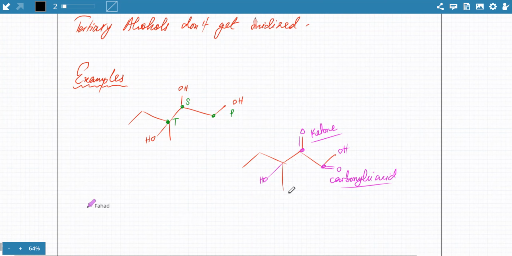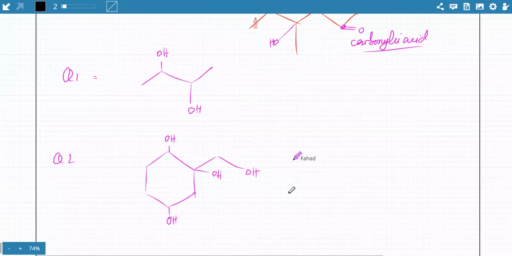तो काम करो, ये दो questions रख लो. Question number 1 is, इसको oxidize करो. And question number 2 is, इन दो molecules को oxidize करो. पहले तो label कर लेना, primary, secondary, tertiary, etc. And then send me the answers. ये कोशिश करो, मुझे भी भेजो WhatsApp पे.